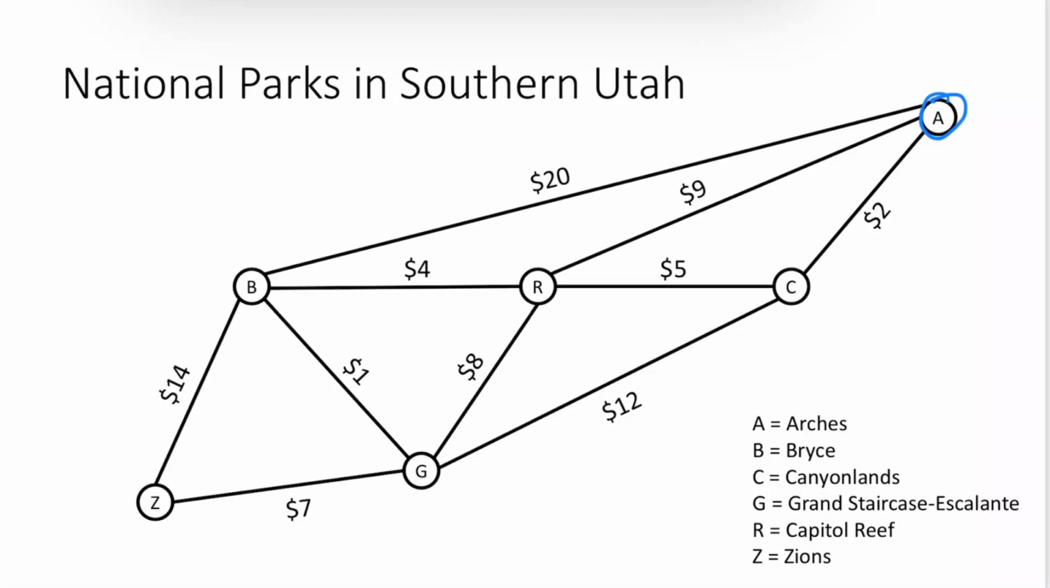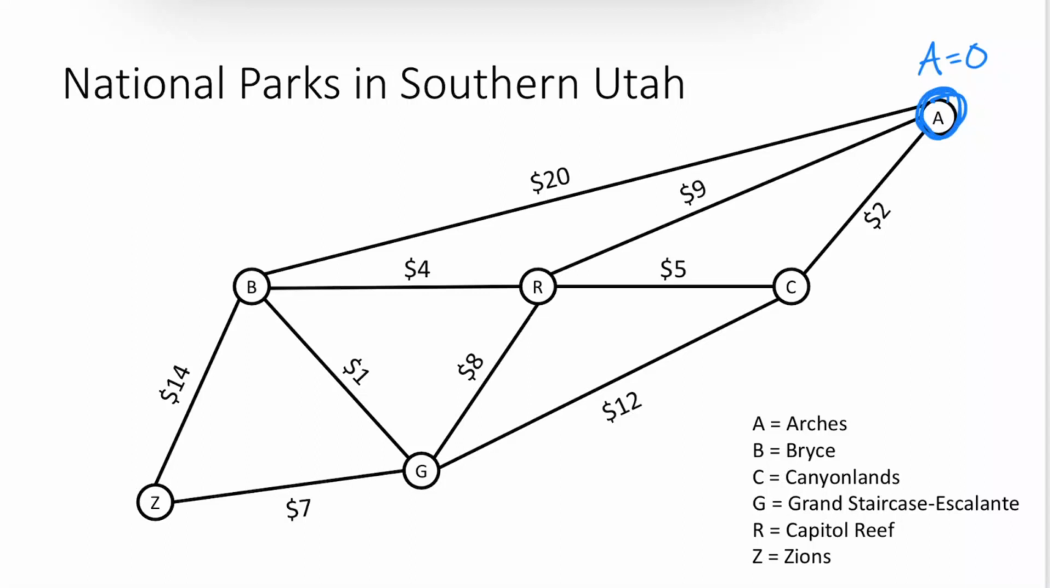And I'm going to mark it with a distance of 0 because the cost of getting from Arches to Arches is just 0 because you're already there. So that's going to be the distance. And then I'm going to mark it as my current vertex. So I'm going to designate my current vertex with a circle.